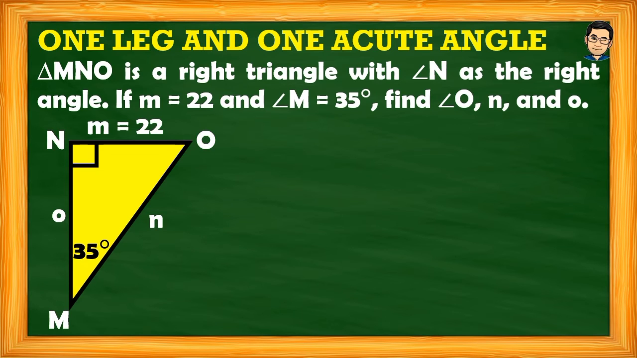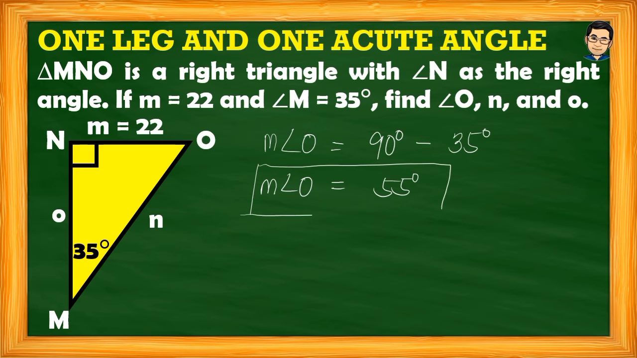Okay, so, una muna, sukat ng O. Dahil given yung sukat ng angle M, madali lang natin makukuha yung angle O. So, measure of angle O is equal to 90 degrees minus 35 degrees. So, 90 minus 35 degrees, that will be 55 degrees. So, that will be the measure of angle O. And then, 35 plus 55 plus 90 will get the sum of the interior angles of a triangle, which is 180 degrees.